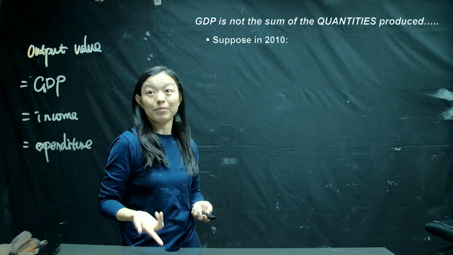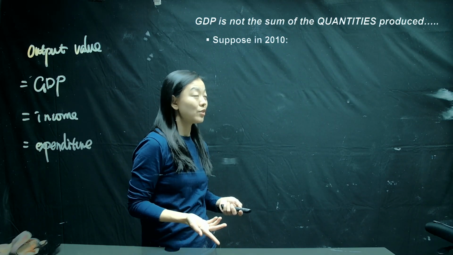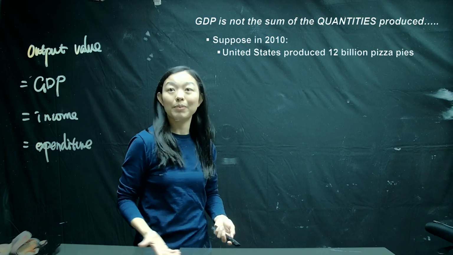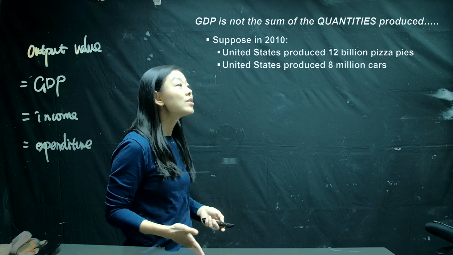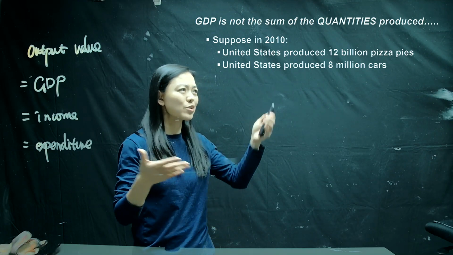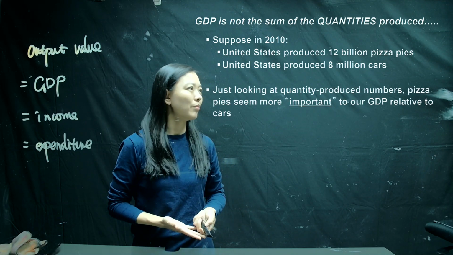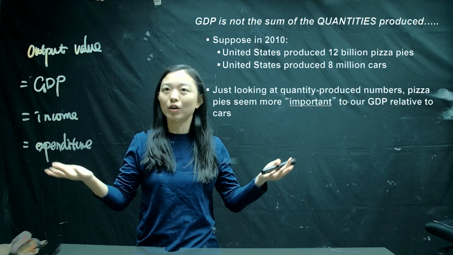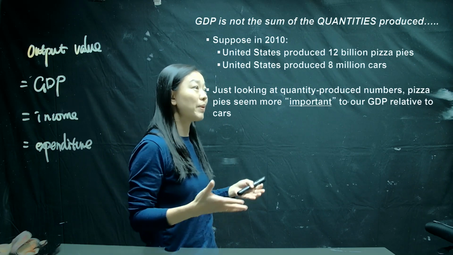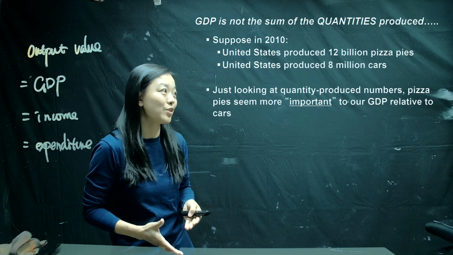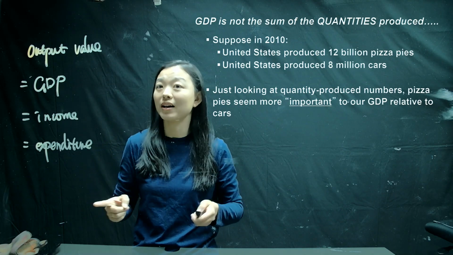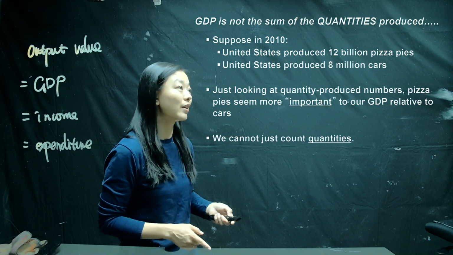We can see there is an example, okay? Suppose in 2010, the United States produced 12 billion pizza pies. The US also produced 8 million cars. So from this quantity, it seems that pizza takes much, much more quantity, right? So if we just look at quantity produced, pizza pie seems more important to our GDP relative to cars, right? However, we should look at the market value, not quantity.